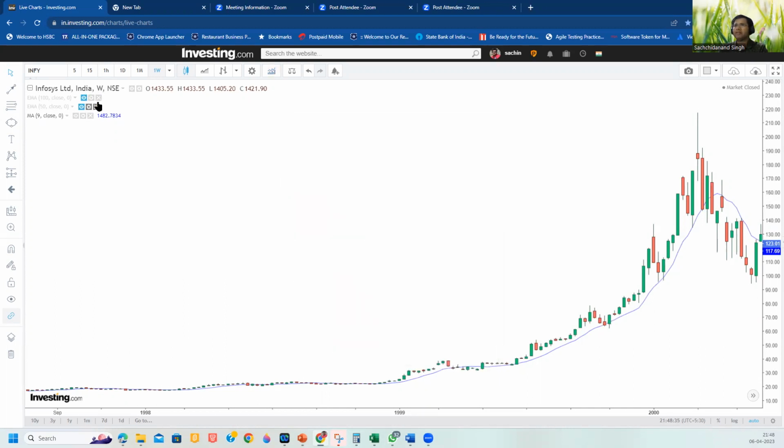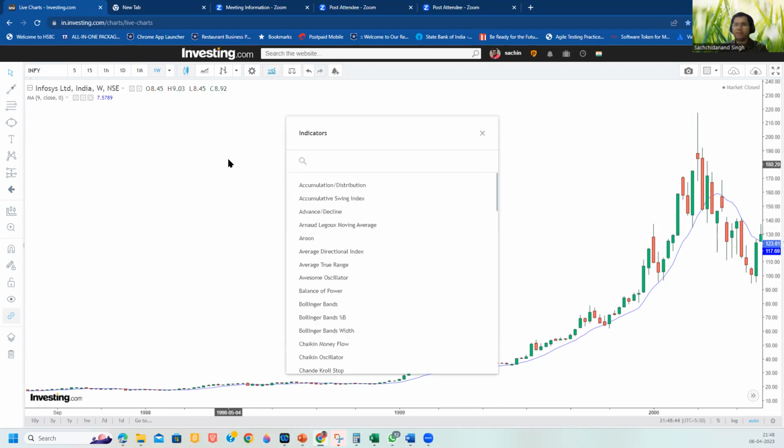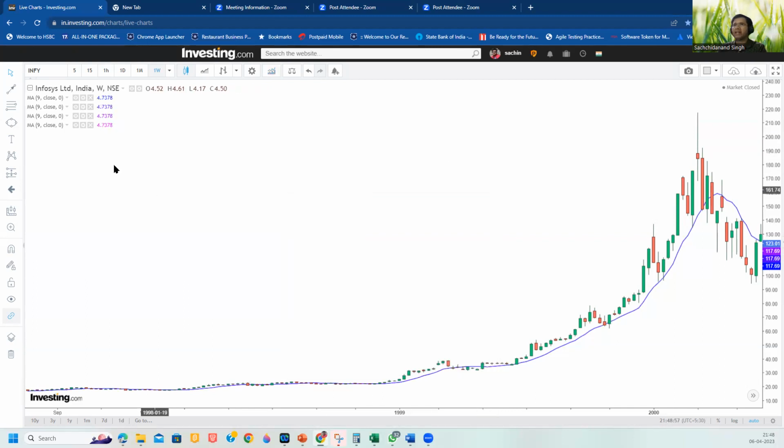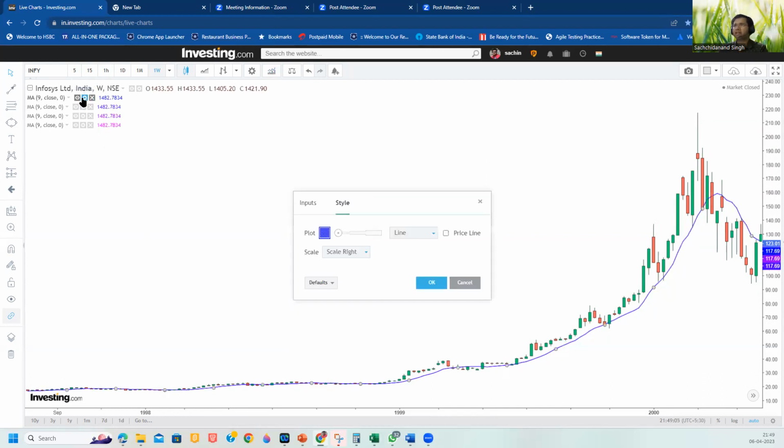Maybe I'll just close the previous one to avoid confusion. So here one moving average is added. But we need more than one for comparison purposes, so I'll add two more. As many times as we click, every time it will add one more new MA value. So we need to select 5, 13, 26, and 50, or at least three moving averages for the analysis or comparison.